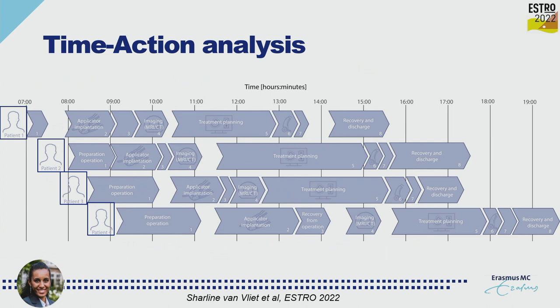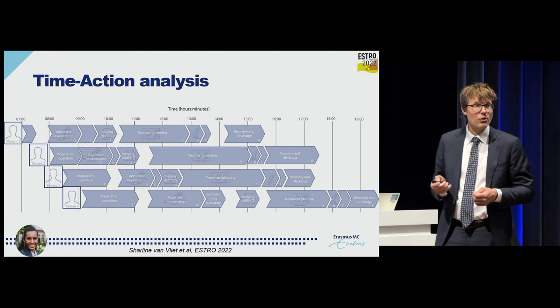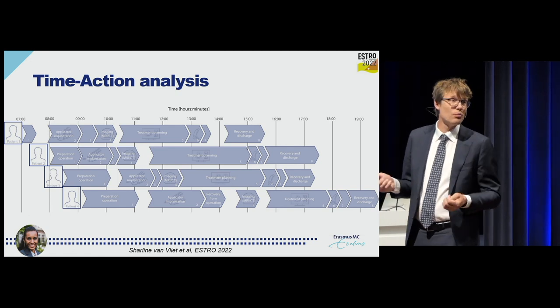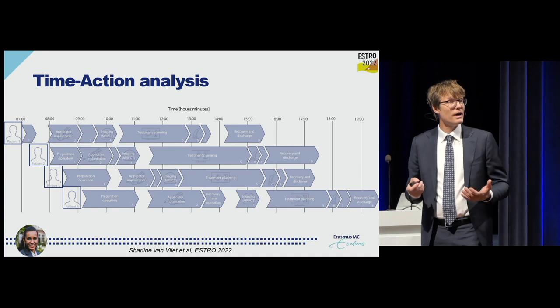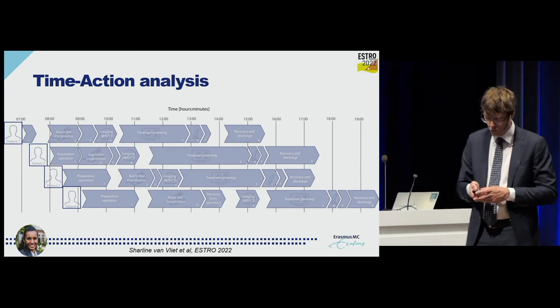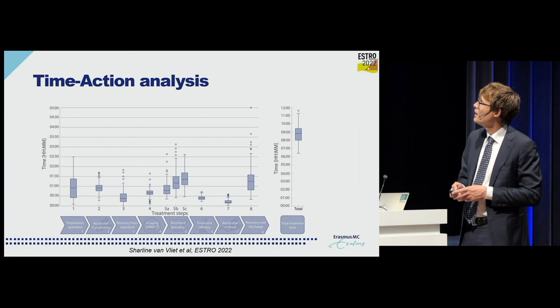For us, on average, we have 4 patients who undergo treatment on one day. And these are the different steps. And you can see that it's quite a complicated chaos in the department to treat these 4 patients on one day. And they have to go from the OR to the MRI to another room. And there are all kinds of steps in between that also are related to certain limitations in the whole system.